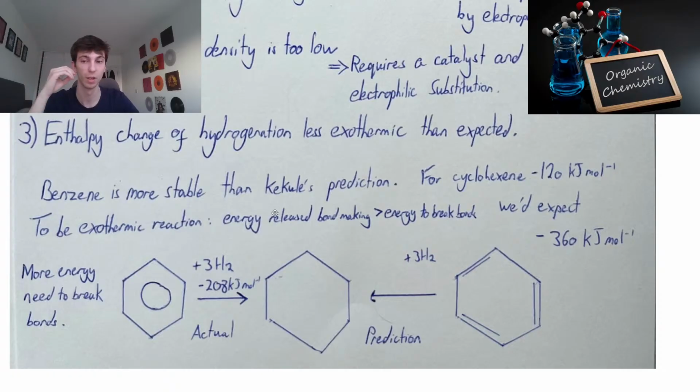It's less exothermic. As we know, in an exothermic reaction, more energy is released in bond making than energy needed to break the bonds. But if it's less exothermic, this means we needed more energy to break the bonds in benzene. Therefore, benzene was more stable, so it couldn't have just been three carbon-carbon double bonds.